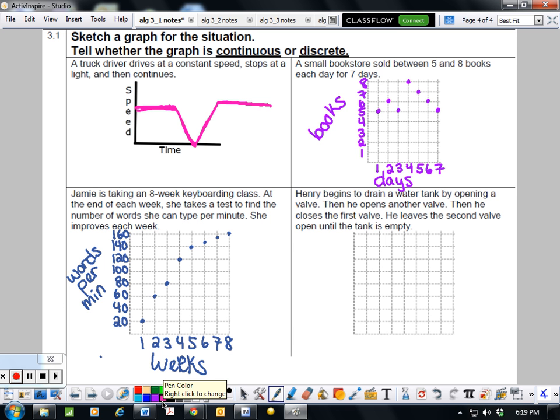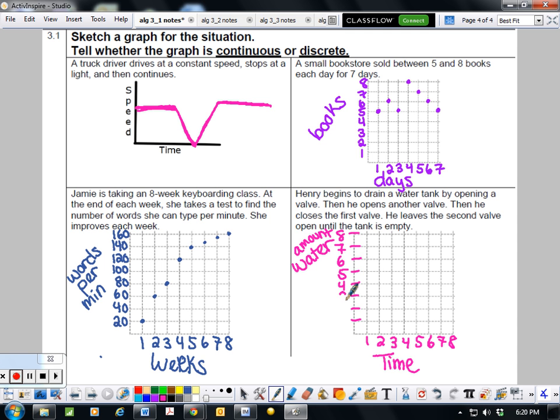Okay, Henry begins to drain a water tank by opening a valve. He then opens another valve. Then he closes the first valve. He leaves the second valve open until the tank is empty. So let's go ahead and put time down here. And I don't know how much time, but I'm going to go ahead and label 1, 2, 3, 4, 5, 6, 7, 8. And then we're going to put water. So maybe like the amount of water.